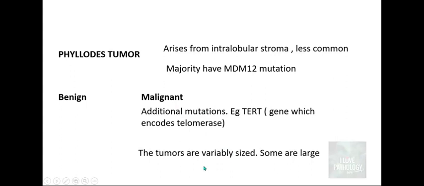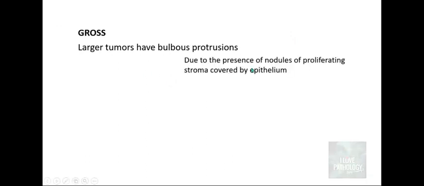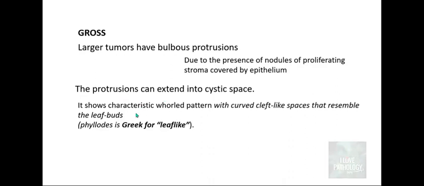And these tumors are variably sized. Some are very large tumors. Grossly, the larger tumors have bulbous protrusions because of the presence of nodules of proliferating stroma, and the proliferating stroma is covered by the epithelium. And the protrusions can extend into a cystic-like space or cavity. Okay, the characteristic feature is a whorled pattern with cleft-like spaces that resemble leaf buds. And the name Phyllodes is derived from the Greek, which means leaf-like. On the cut surface and even in microscopy, this leaf-like pattern is seen.